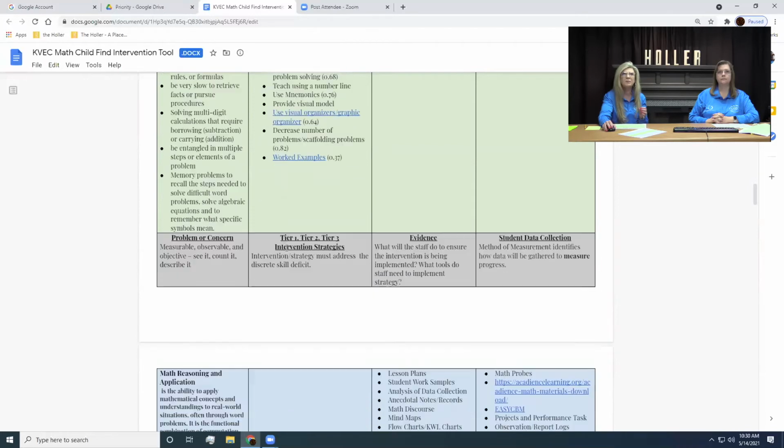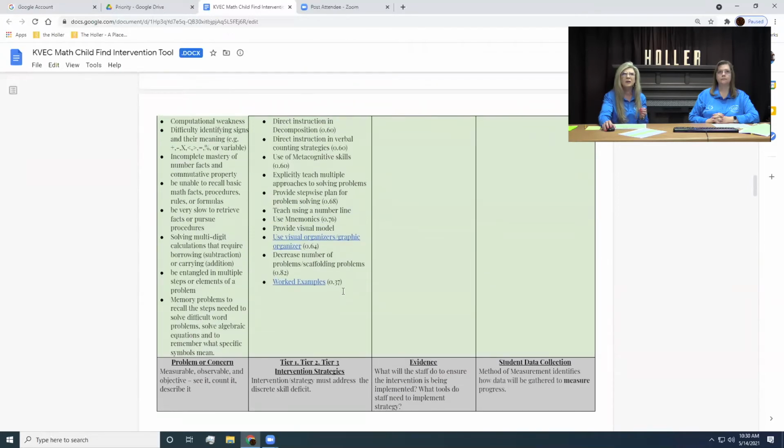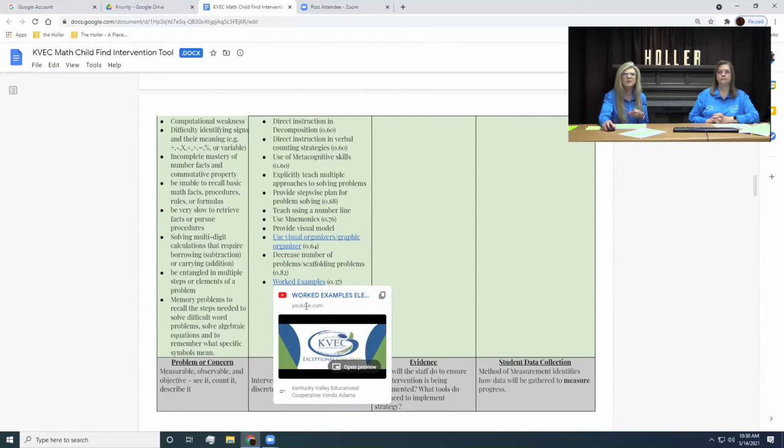Then over here in this column, we have some suggestions for interventions or resources even. So I want to share with you some of these that we have, and you'll see, of course, if it's blue and underlined, it's hyperlinked, and it'll take you to a site where you can actually get some of those resources. So let's look at these worked examples. You can see that when I click on that, that's actually a training that Stephanie and I provided for our teachers here at KBEC that you could actually watch and get an idea of what worked examples are, and it would be an excellent way to work with a child that's having difficulty in that area.